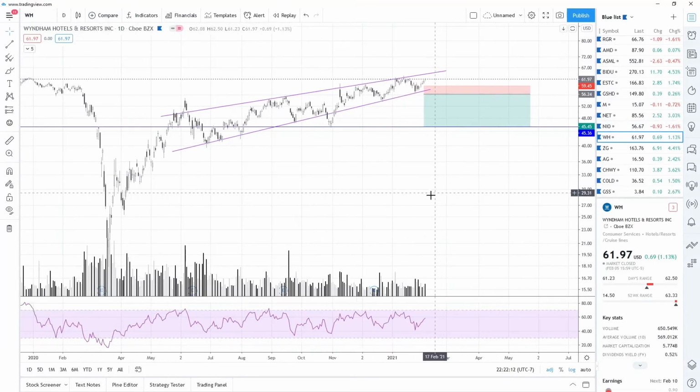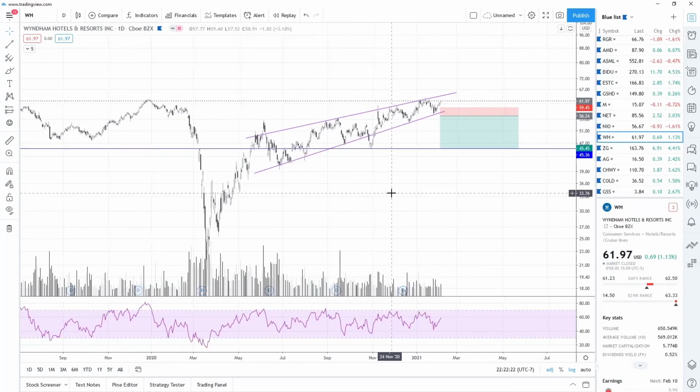WH, I think this is one that's setting up for a short. I don't think it's there yet. You can see we don't have the negative divergence yet, but we do have a decent ways to fall if this does break below trend before you get major support. So one to keep an eye out on.